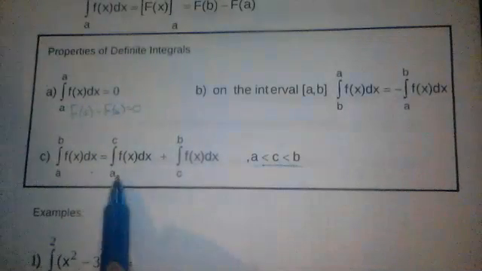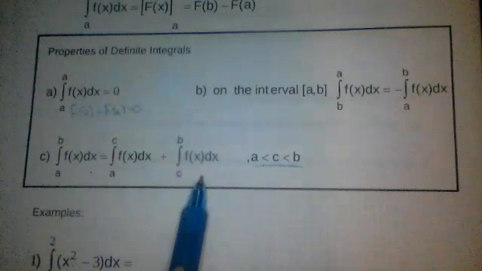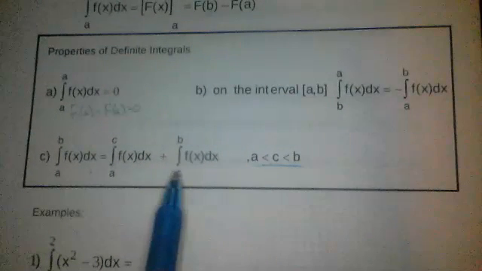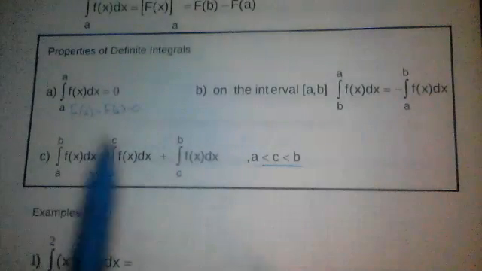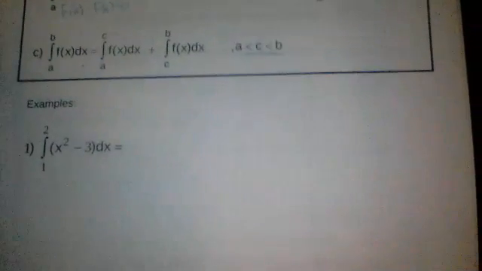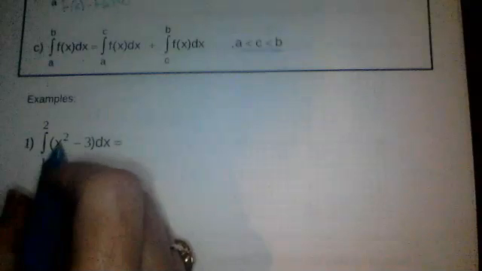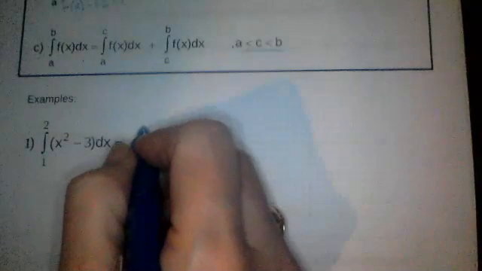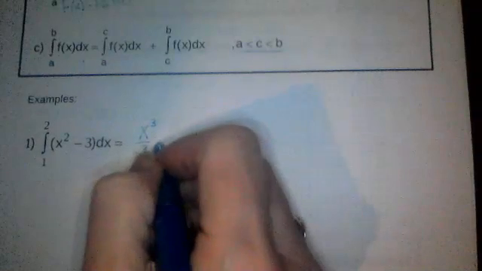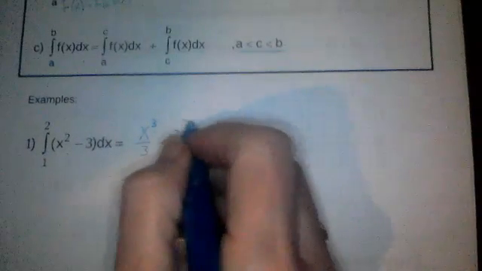And sometimes we need to split them up because the function changes, like an absolute value function, for example. So we'll look at how all of these apply to our examples. So for this first one, it wants us to integrate from 1 to 2 the function x squared minus 3. So we're first going to use our rules of integration, or our add 1 rule. So we're going to get x cubed over 3 minus 3x. And we're going to evaluate that from 1 to 2.